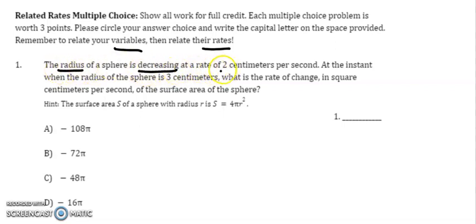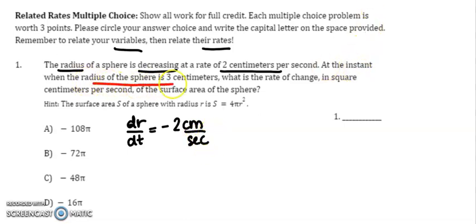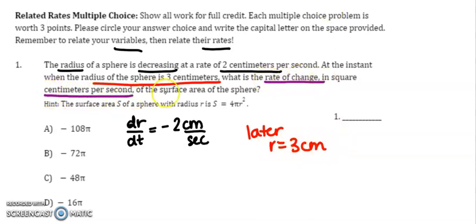The radius of a sphere is decreasing at a rate of 2 centimeters per second. So radius decreasing, that's a rate, dr/dt, is going to equal negative 2 centimeters per second, because decreasing implies a negative rate. At the instant when the radius of the sphere is 3 centimeters, so later when r is equal to 3 centimeters, what is the rate of change in square centimeters per second of the surface area? So ds/dt is a mystery.